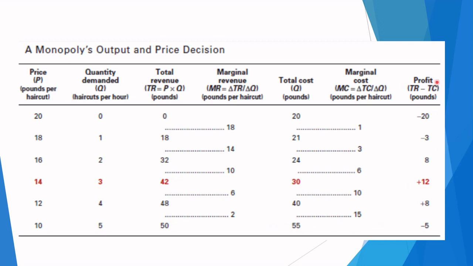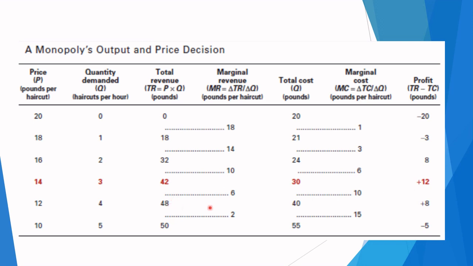Next up, we have profits. Profit is the difference between your total revenues and your total costs. So we are going to take a look at the total revenue column and the total cost column. Profit is total revenue minus total cost. When total revenue was 0 and total cost was 20, your profit was 0 minus 20. So you made a negative profit of minus 20, or a loss of 20. When your total revenue was 18 and your total cost was 21, you made a loss of £3, 18 minus 21. When your total revenue is 32 and your total cost is 24, your total profit is 32 minus 24, 8. When your total revenue is 42 and your total cost is 30, your profit is 12.